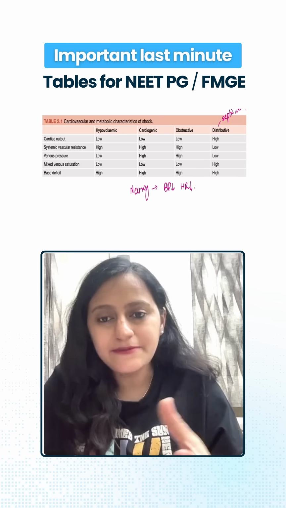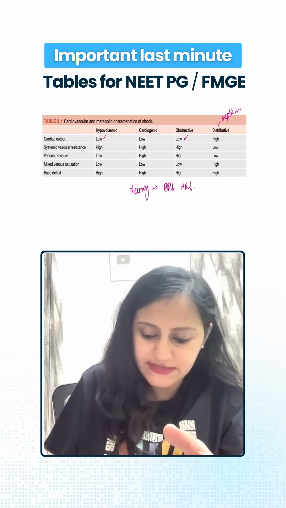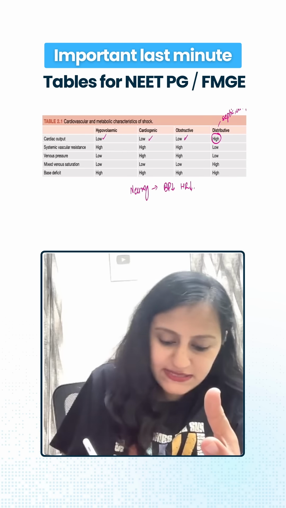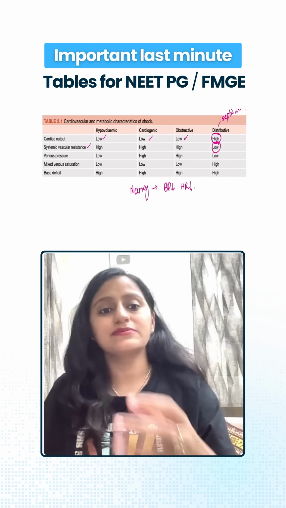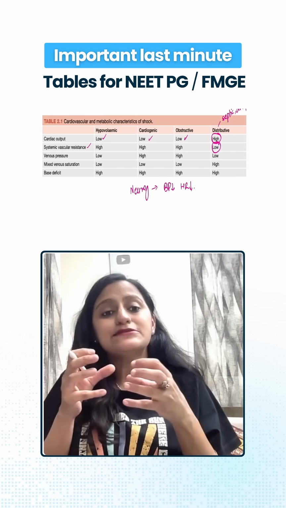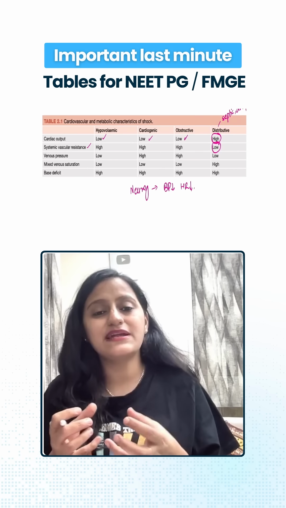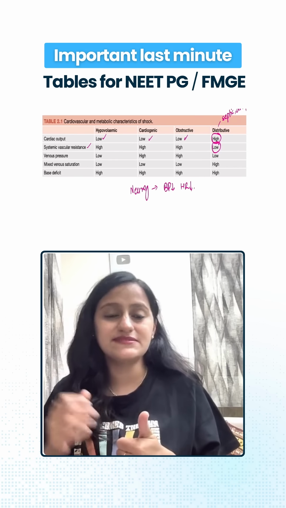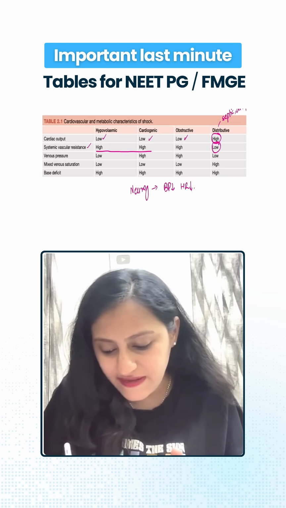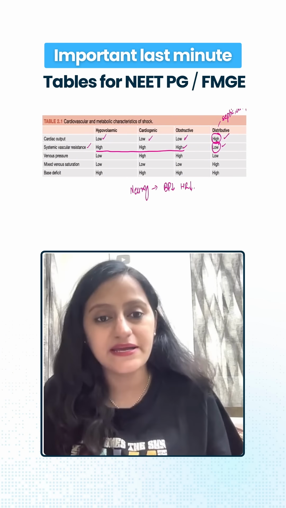Going to the next one, as you can see, in all the shocks, the cardiac output is low. But in distributive shock, the cardiac output is high because the systemic vascular resistance is low. The heart is pumping against the afterload, the SVR. So in septic shock, the bacteria release substances which cause vasodilatation, decreasing the systemic vascular resistance, so the cardiac output increases. In the rest of the shocks, the systemic vascular resistance is high, but here it is low, so the cardiac output is high here.